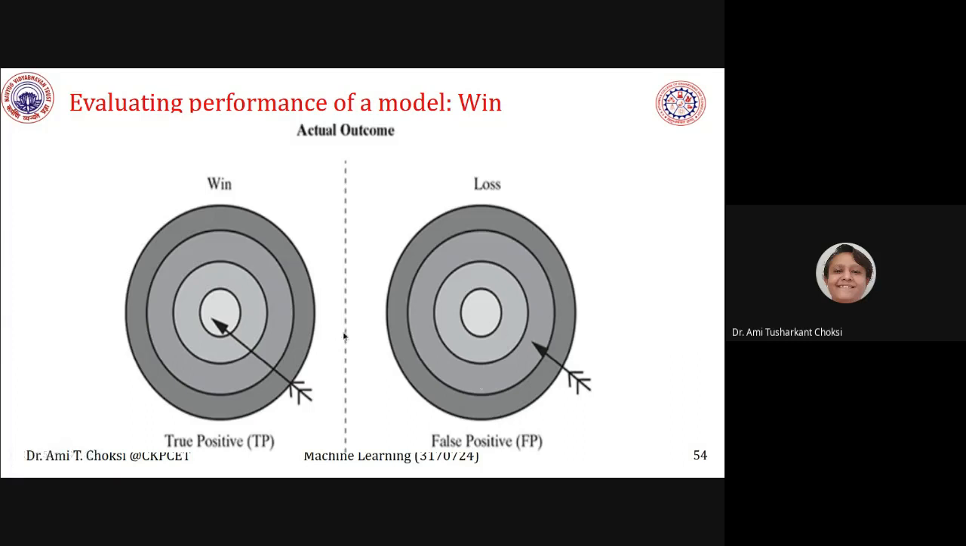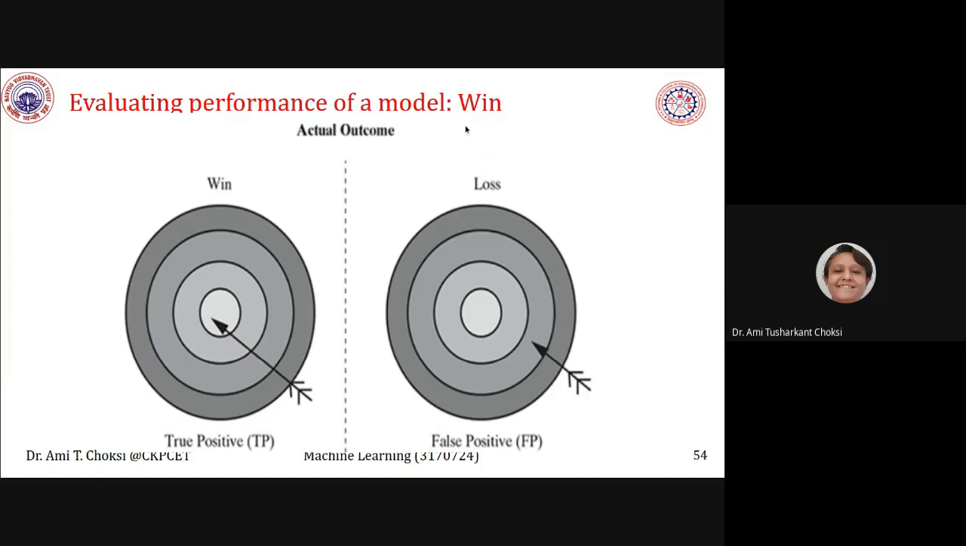So both are the conditions for win, where the model has predicted the win. Okay. Actually it is win, but the model has predicted what? That is loss in this case, right? Actually the actual outcome is loss, but the model has predicted win, right? This is the actual outcome and this is the predicted one, fine. So the predicted one is positive, but wrongly positive. So it is false positive. Hope you understood.